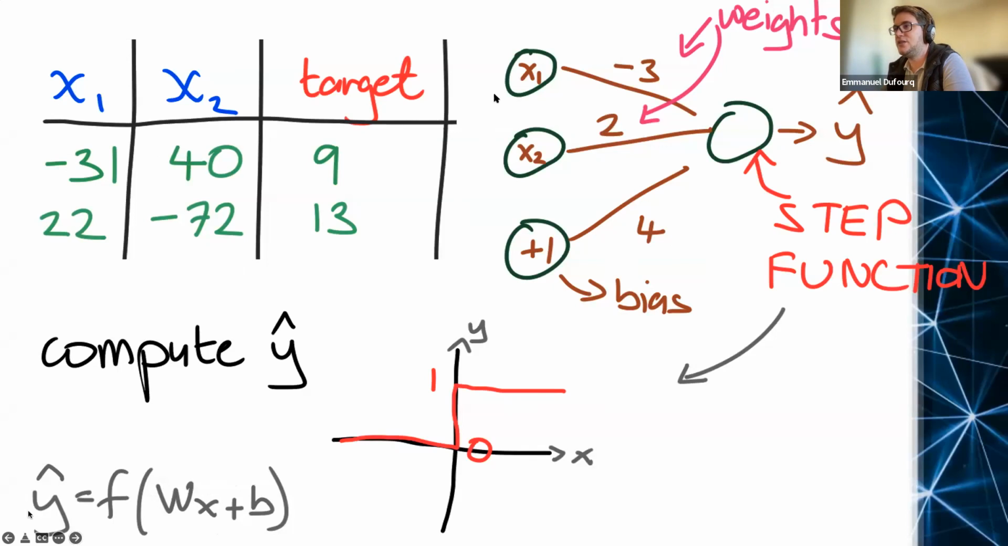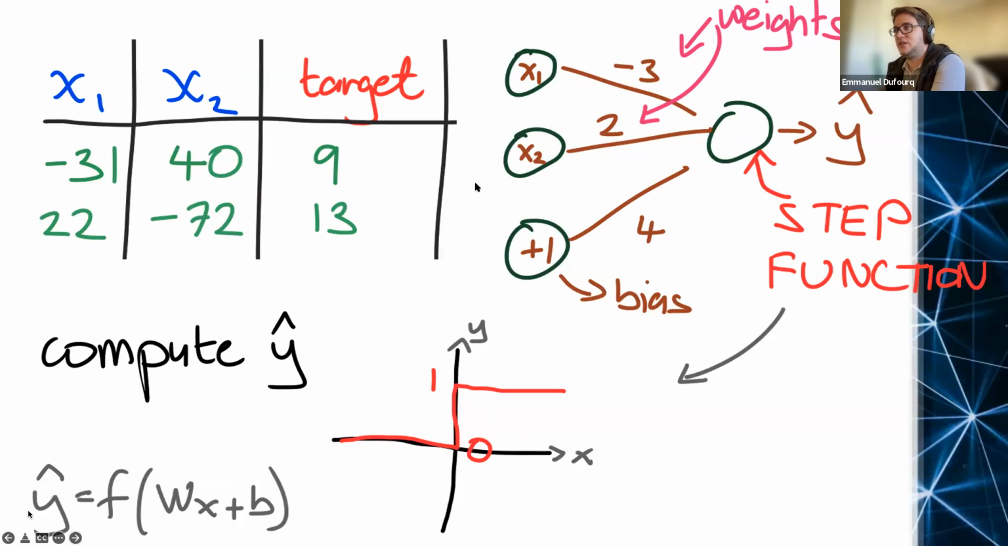So we would say minus 31 times minus 3 plus 40 times 2 plus 1 times 4. We would do that calculation. And then we would say, is it greater or equal to 0? If it's greater than 0, we output a 1. If it's less than a 0, we output a 0 because of our function.